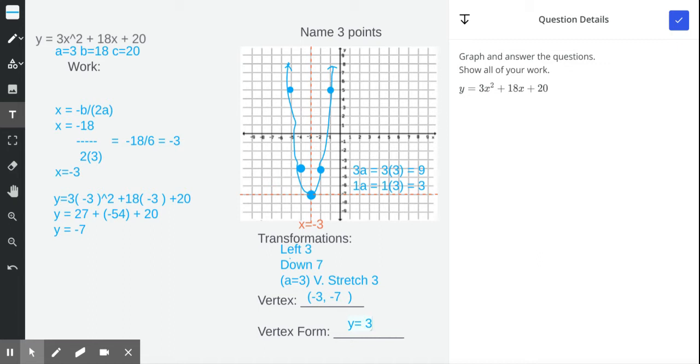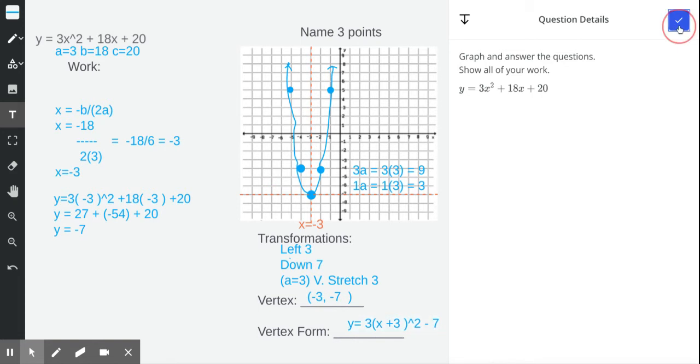Okay. Now vertex form has the parentheses, always going to have an x. I'm going to put some space. It gets squared, and I'm going to put some space. Now the inside is my left or right. So since it moves left 3, I'm going to have a plus 3 inside. Okay? And then because it goes down 7, after all of it, I'm going to say minus 7. That's vertex form. That's all it asks me to do.